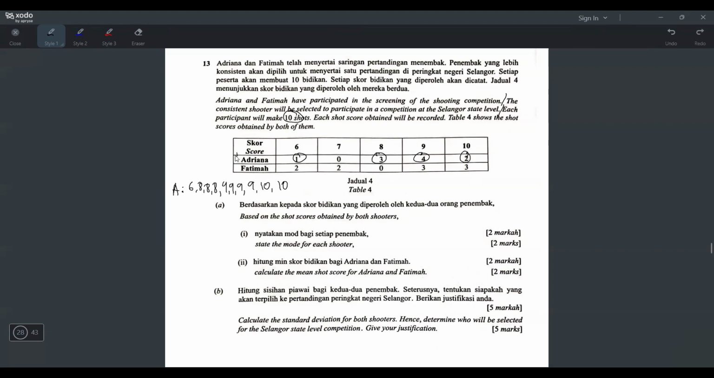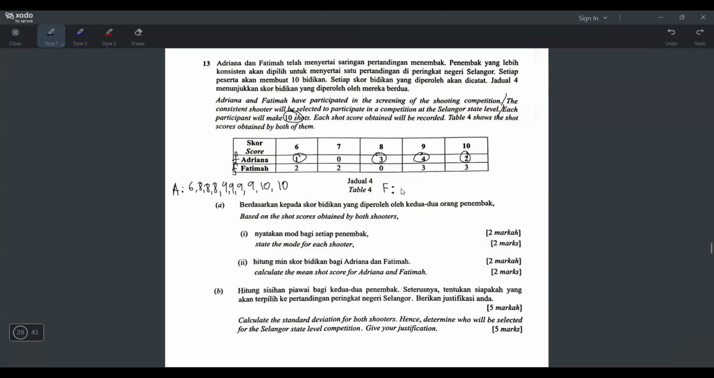Yeah, the kekerapan in Bahasa Melayu, frequency is kekerapan. So it means like Adriana fires 10 shots, right? That's why if you take 1 plus 3 plus 4 plus 2, you will get 10. 1 plus 3, 4, 4 plus 4, 8, 8 plus 2, 10, right? And for Fatima also, the total frequency here will be 10. 2 plus 2, 4, 4 plus 3, 7, 7 plus 3, 10.